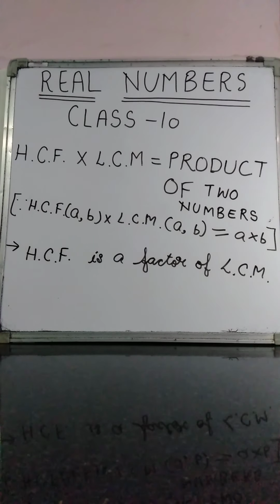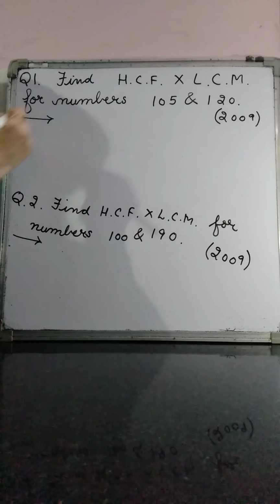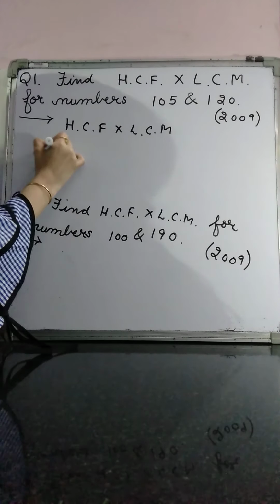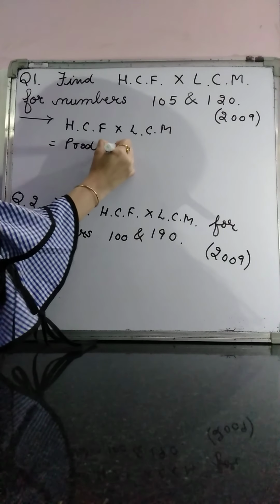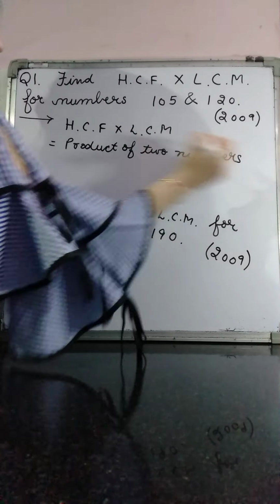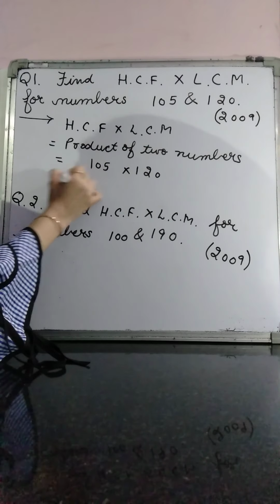Today we will be solving questions on HCF into LCM is equal to product of two numbers and HCF is a factor of LCM. Now first question is find HCF into LCM for numbers 105 and 120. Apply HCF into LCM is equal to product of two numbers. Two numbers are 105 and 120. Just multiply them.